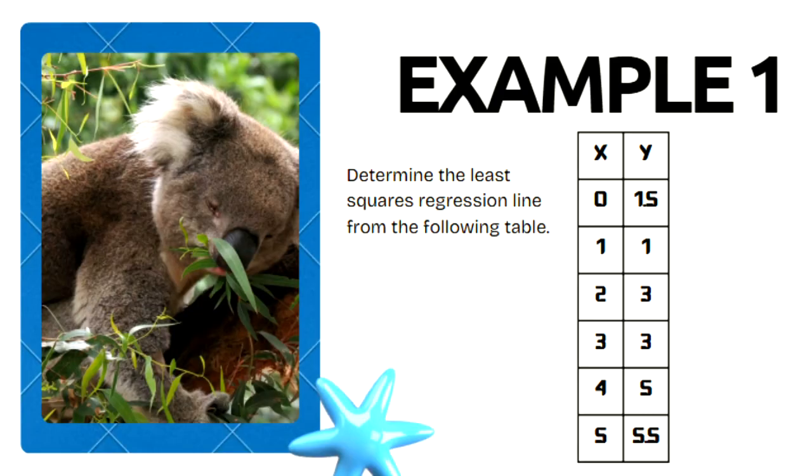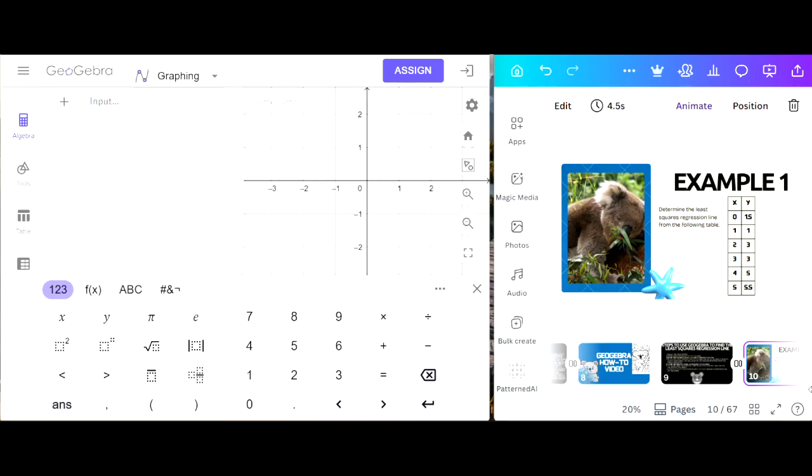Okay, here's example number 1. Let's work through this together. Determine the least squares regression line from the following table. In order to do this, we're going to have to pull up GeoGebra. We're going to use our steps to find the least squares regression line from this information. So first we're going to come over here to table. We're going to put in our x values and our y values. We're going to go 0, 1, 2, 3, 4, 5.